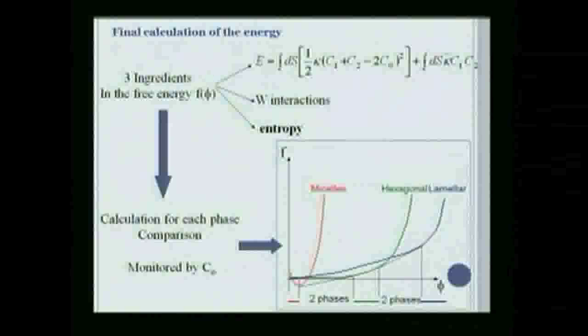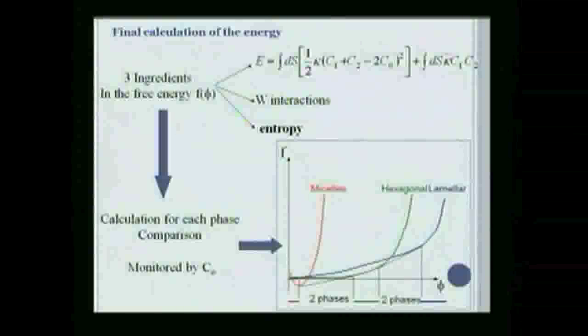And then, last but not least, you put entropy. You add all these terms, and you calculate your free energy. You calculate it for each phase, and of course it will be different in the case of spheres, cylinders, or lamella, because the C0, the C1, and the C2 are different, so you will have a change in this energy. You can compare the free energy of each phase and try to see in which situation you will have the equilibrium state. That means you will try to find the lowest free energy possible.